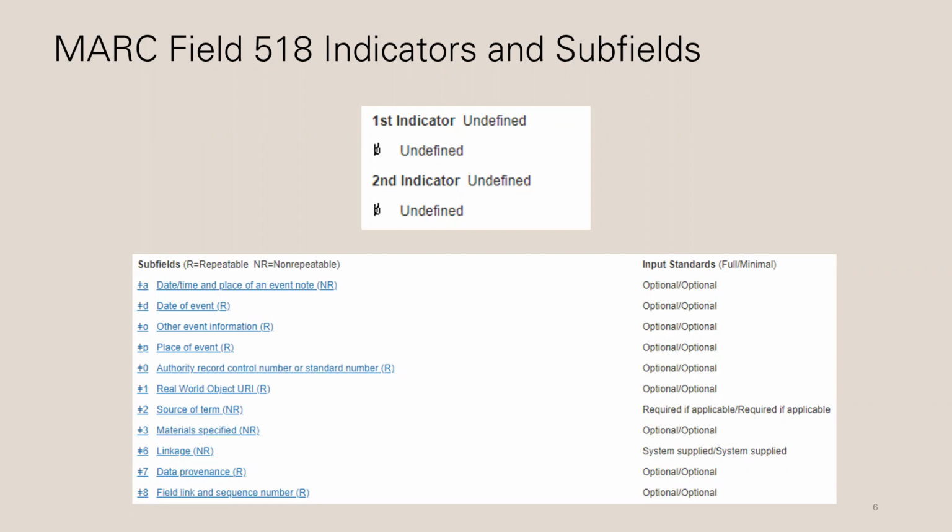Subfield 7 is the data provenance. It is repeatable, but is optional. For information about subfield 7, see data provenance subfields. Subfield 8 is the field link and sequence number. It is repeatable, but is optional. For information about subfield 8, see control subfields.